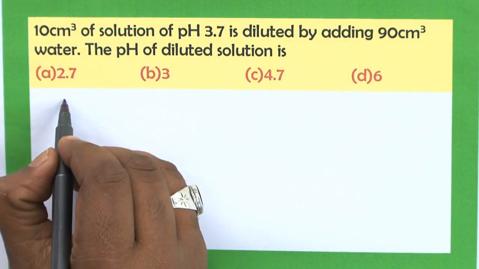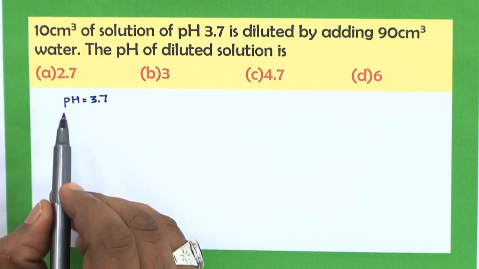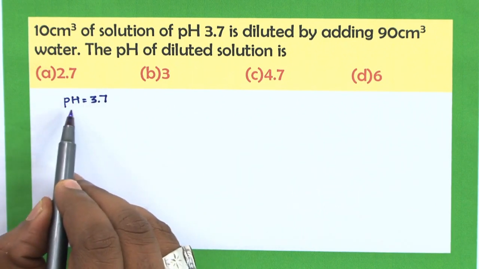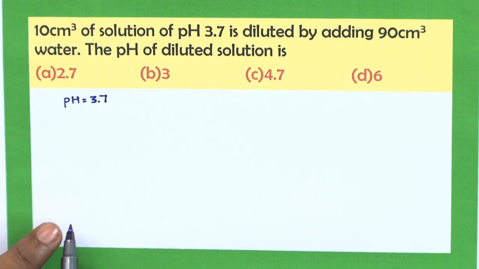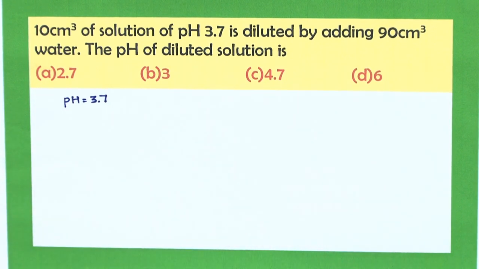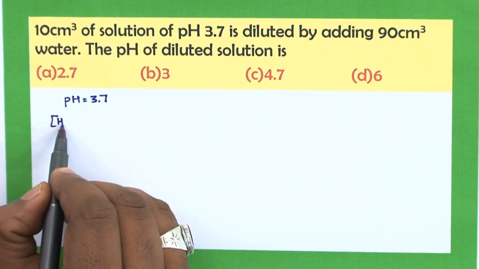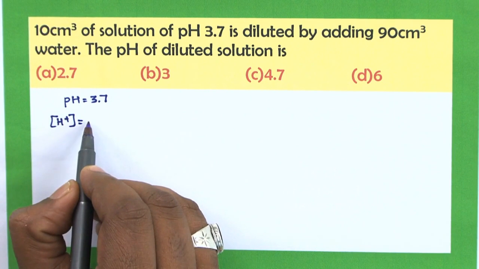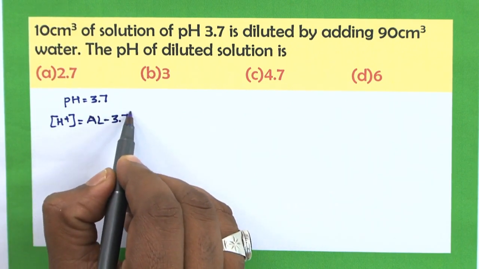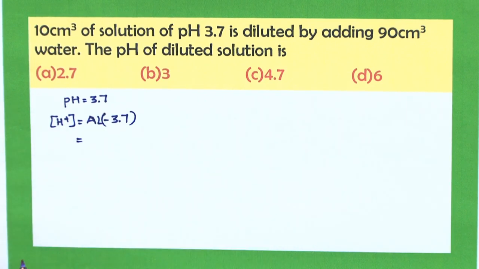They have given us a solution whose pH is equal to 3.7. Now first you need to calculate the H plus ion concentration, the molarity of this solution with pH 3.7. Then from this concentration you should calculate the concentration after dilution, and then only you can calculate the pH. pH 3.7 indicates H plus ion concentration is equal to antilog of minus 3.7. We have discussed such type of problems where we calculated the antilog of a number.